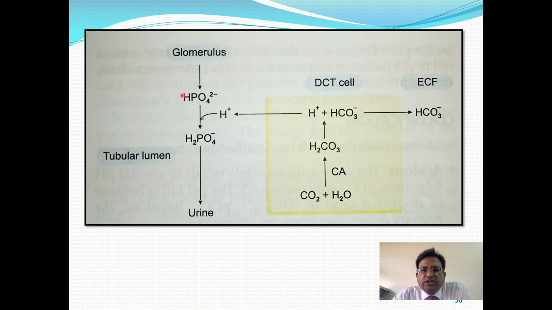So this slide is summarizing the above reaction. In the tubular cell, carbon dioxide and water in the presence of carbonic anhydrase form carbonic acid, which splits into hydrogen and bicarbonate. Bicarbonate goes back to the plasma. Hydrogen is secreted by the hydrogen pump into the tubular lumen, which combines with the hydrogen phosphate to form dihydrogen phosphate, which is ultimately released with the urine.